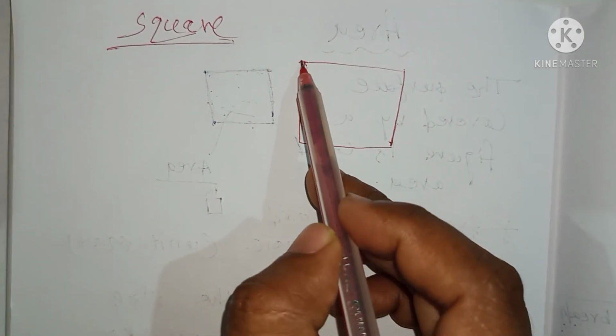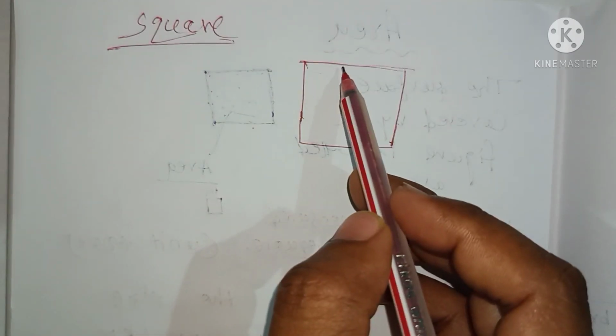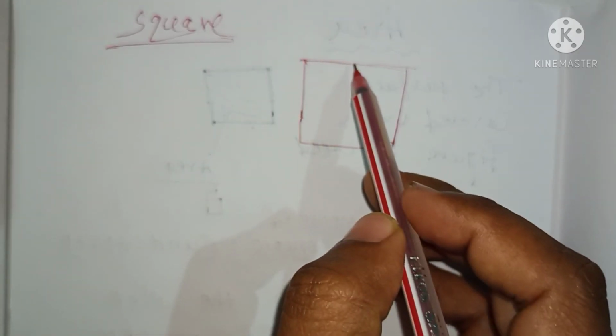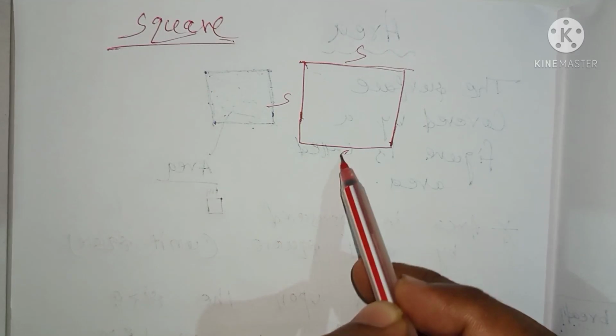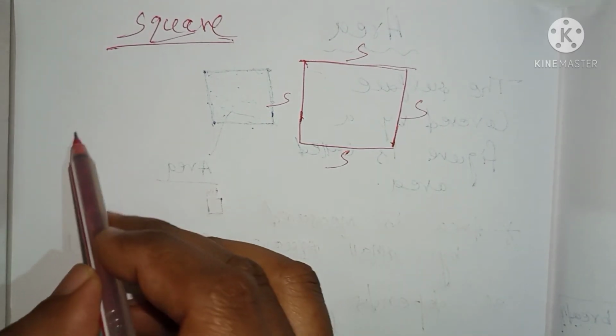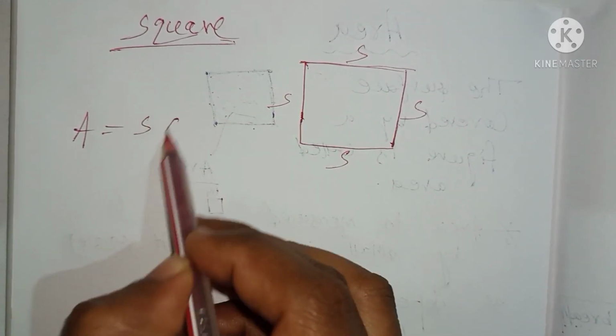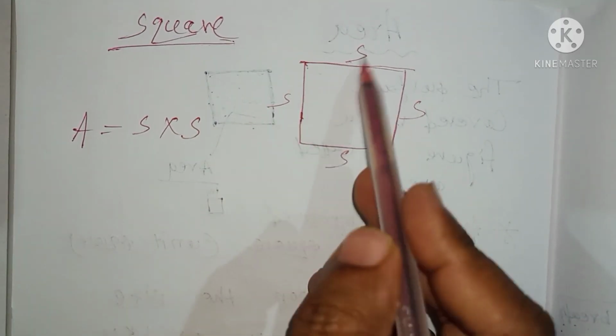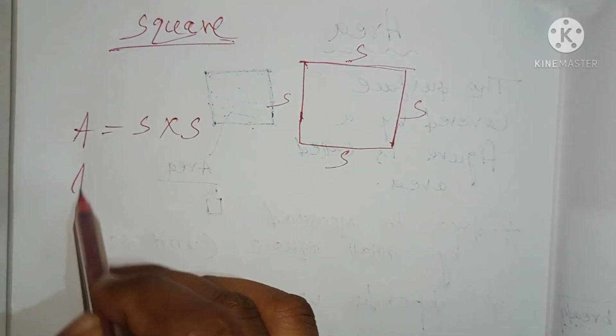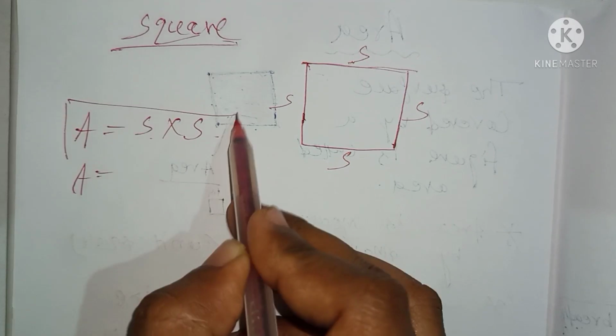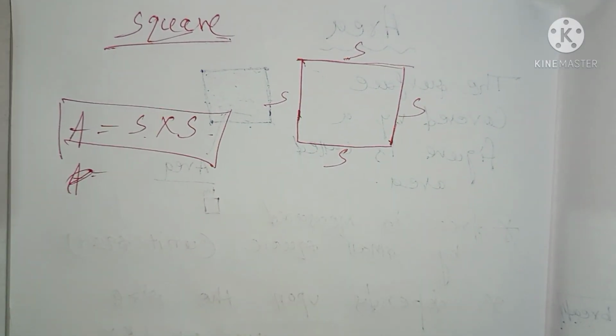Similarly in a square also the same. Square means here we know that all the sides are equal. Suppose here will be S, here also S, here also S, here also S. So that area will be S into S. I told you length into breadth, but here all the sides are equal. So the area will be side into side. We can write side into side. Clear? So it is very easy. You can do this one.